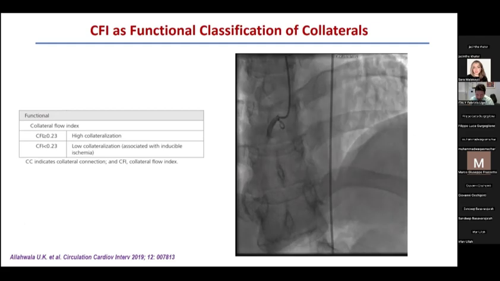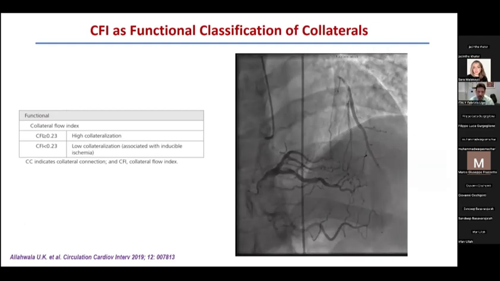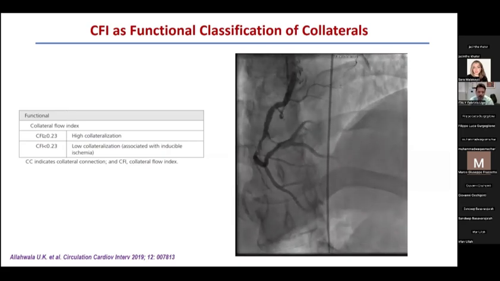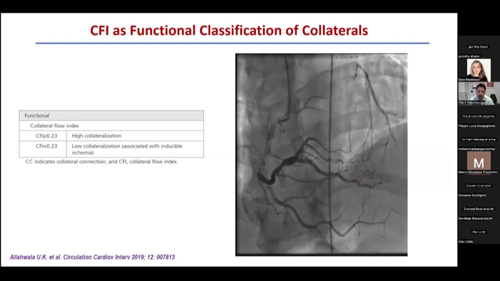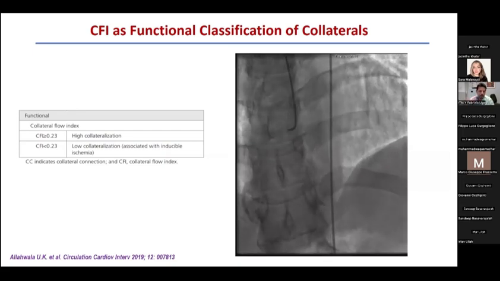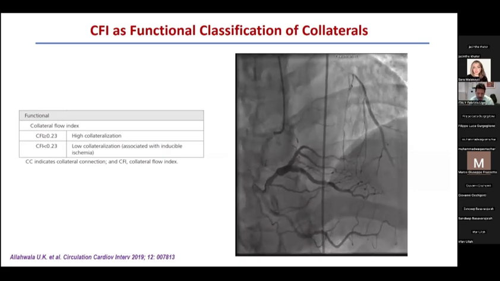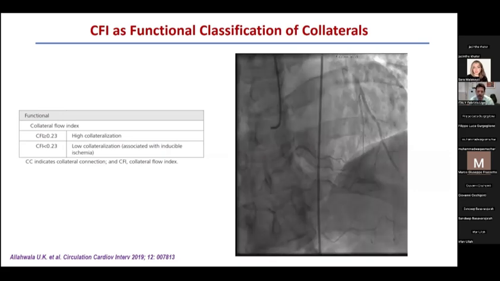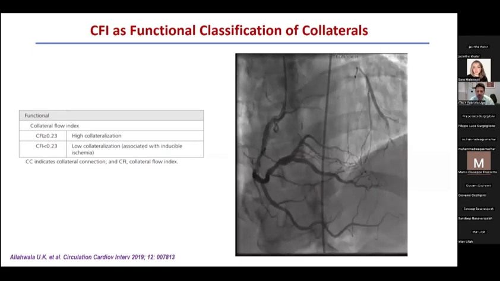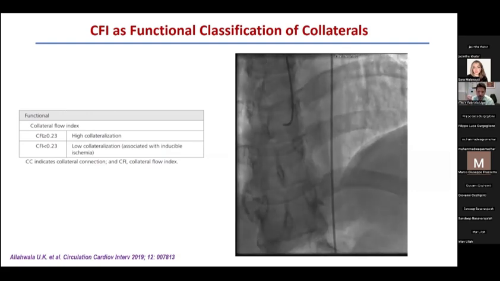We have a speculative functional classification, the collateral flow index, with 2 different grades: CFI greater than 0.23 or CFI inferior to 0.23. CFI greater than 0.23 is a high collateralization, like this case, and CFI inferior to 0.23 is a low collateralization. This classification is important because it is associated with inducible ischemia.